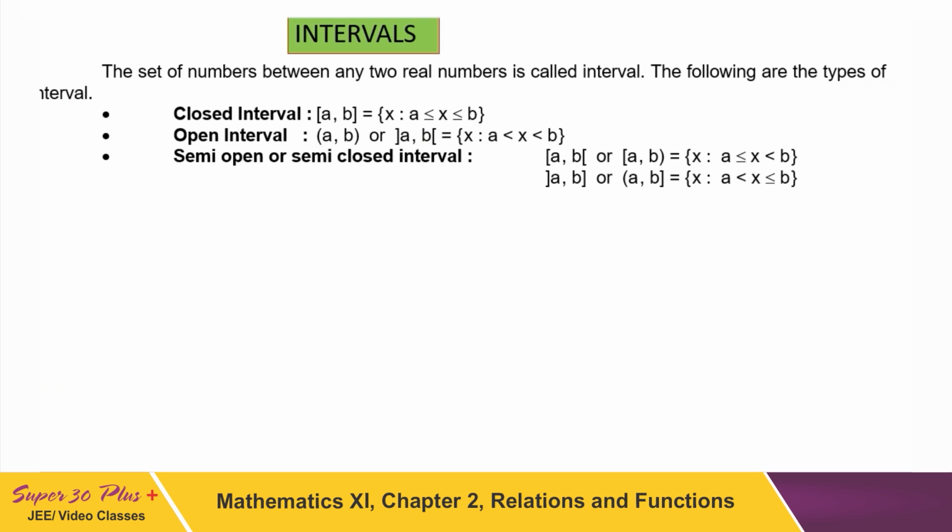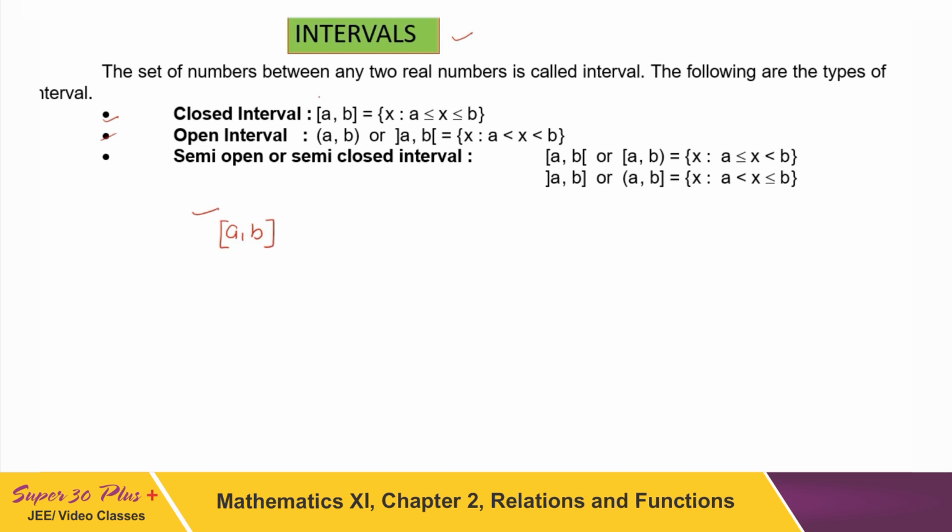For a better understanding of the basics of the chapter on functions, we have to understand intervals. How many types of intervals are there? What is an interval? The set of numbers between any two real numbers is called an interval. The following types of intervals are here: closed, open, and semi-open, or you can say semi-closed. What is the meaning of a closed interval?